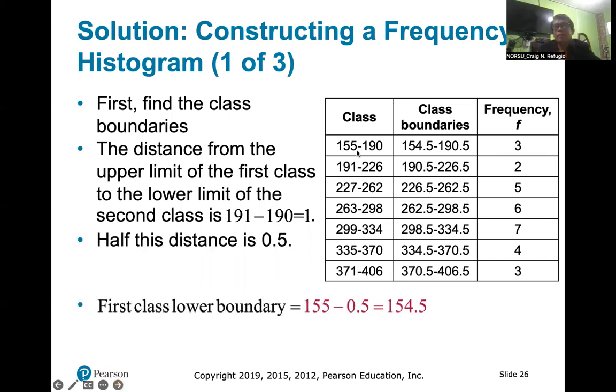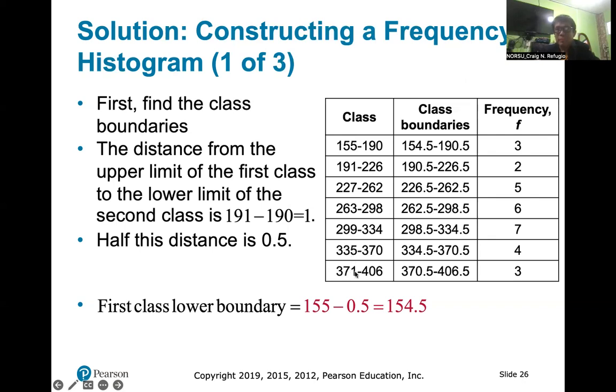If you look there, how did we get 154.5? That is lower limit minus 0.5. How did we get 190.5? Upper limit plus 0.5. So if you notice, we add 0.5 to the upper limits and we subtract 0.5 from the lower limits. So 191 minus 0.5 is 190.5. 226 plus 0.5, so we have 226.5. And that is true to all.